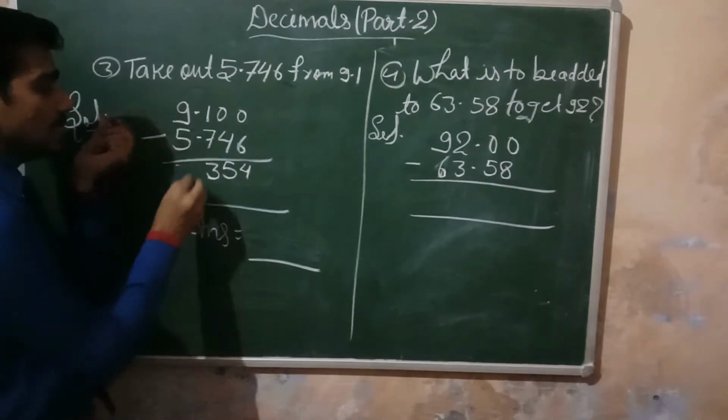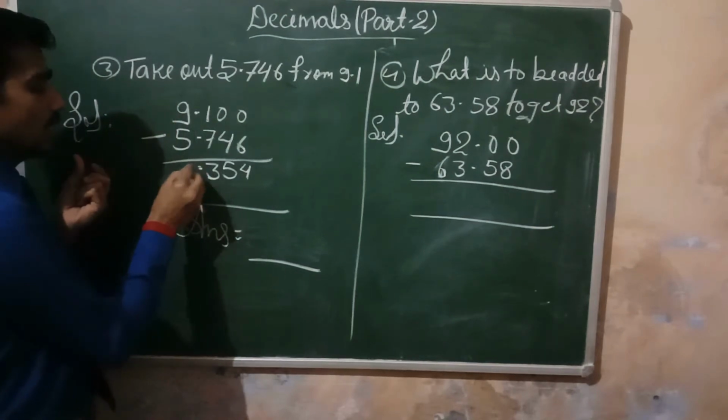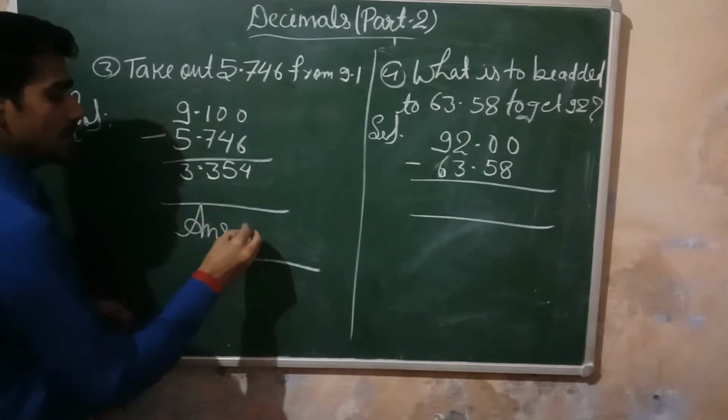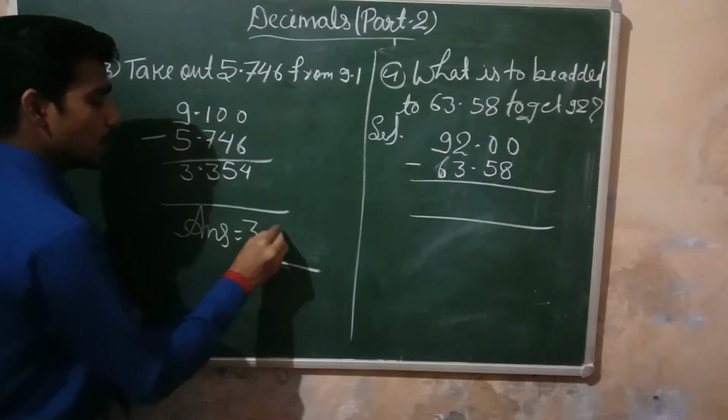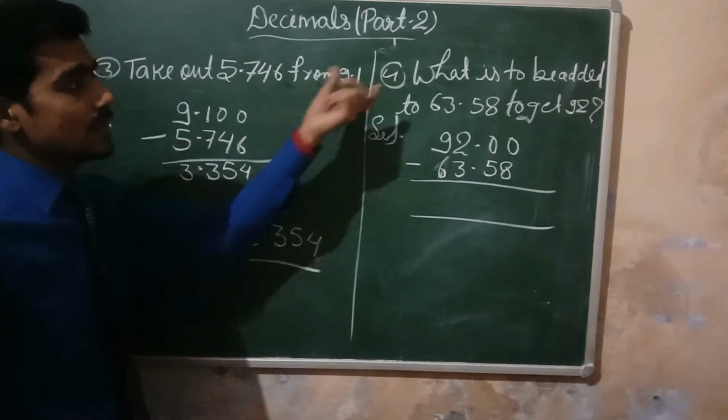And here 5 subtracted from 8, we get 3. This is your answer, 3.354. Clear? And see this question.